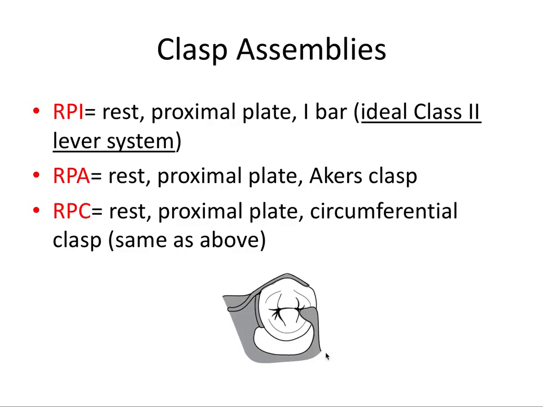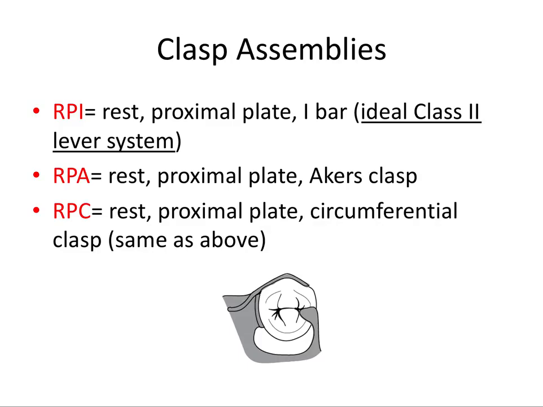Alright, so we've talked about a bunch of different clasps and clasp designs. Now we have some particular clasp assemblies, and this is referring to the whole direct retainer. We talked about all the components, the rest, minor connector, and all of the clasp arms included. And so here are some handy names to remember. The RPI stands for rest, proximal plate, which again is a specific type of minor connector, and I for I-bar. We talked about rest, we talked about proximal plates, and we just talked about the I-bar infrabulge clasp design.